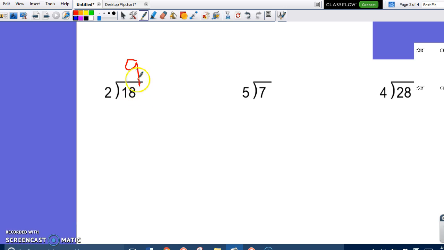So 2 will go into 18 9 times. You then multiply that number with the number on the outside of the house. So 9 times 2 is 18. Okay? You know there's no remainder. So there it is, the complete steps of long division. But remember, I said I would like to have your answer in fraction form. Oh my God, that's when everybody freaked out.